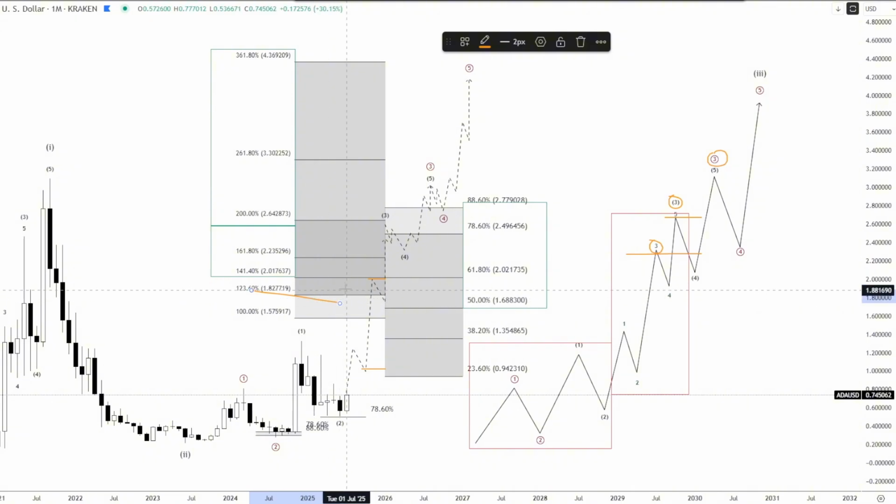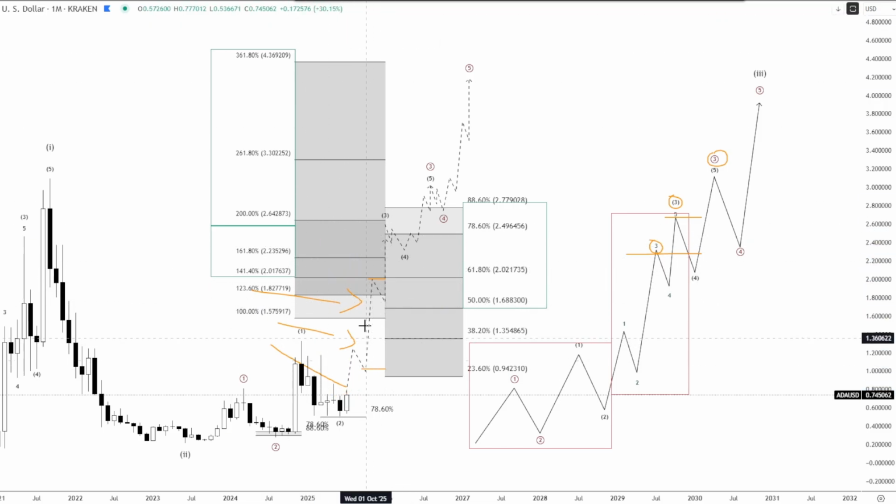Most people will enter here. They will not enter here, and they will, of course, not enter here. They will enter here, and they will enter here. Right? This is how a move like this can happen. It's because a lot of people are entering this rally late, very late.